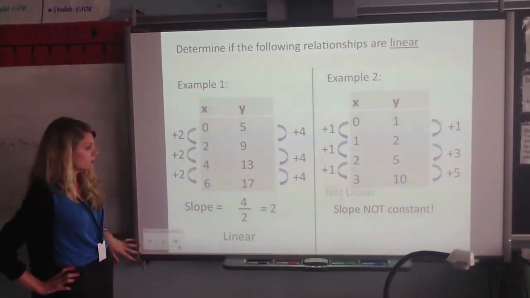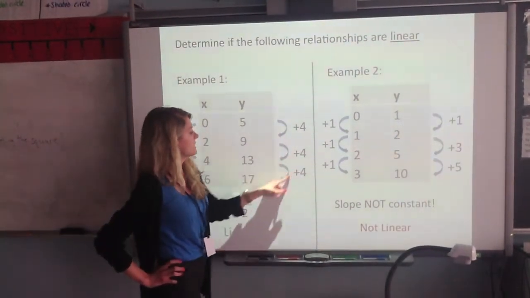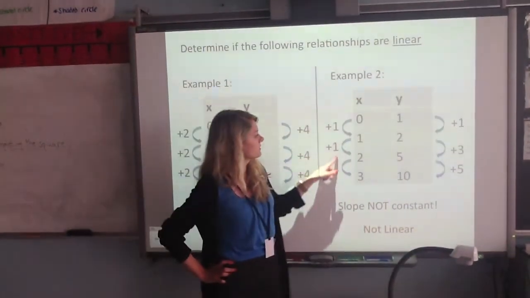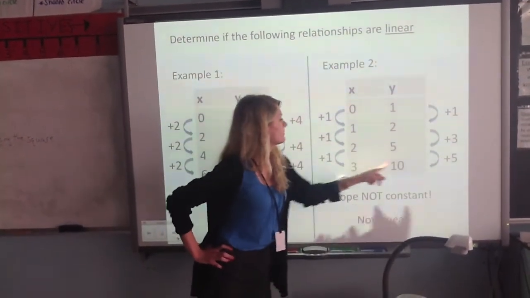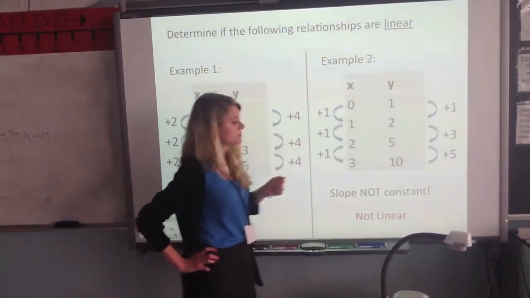Okay? So thinking about the differences between these two, again, if we have this constant rate of change, it's telling us this is linear. And if we do not have this constant rate of change, right, 1 over 1 would give me 1, 3 over 1 would give me 3, 5 over 1 would give me 5. So my change in x and my change in y is not constant, so it would not be linear.